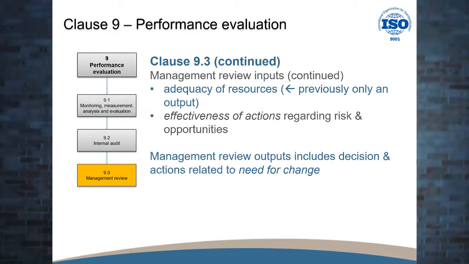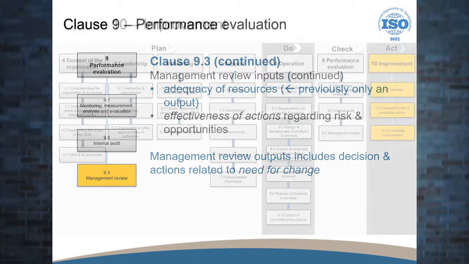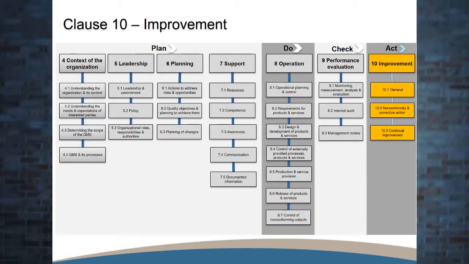Management review outputs includes decision and actions related to need for change. So that's another phrase that was not in there before, need for change. That concludes the check process from clause 9. Now let's jump into the final clause, which is where our act phase comes in, and this is improvement.